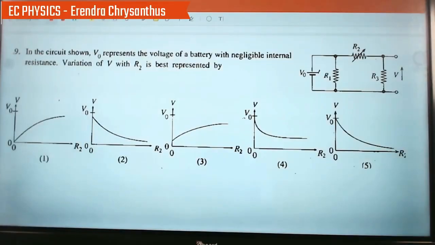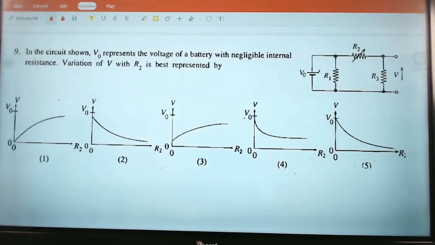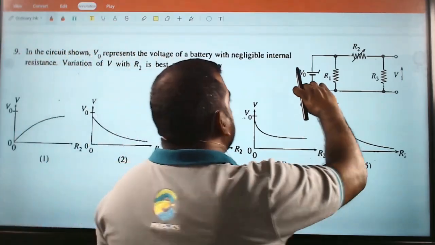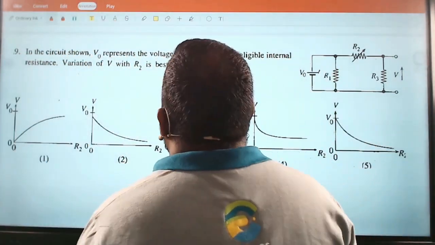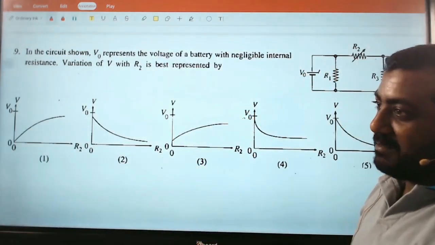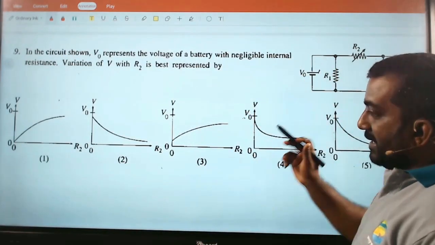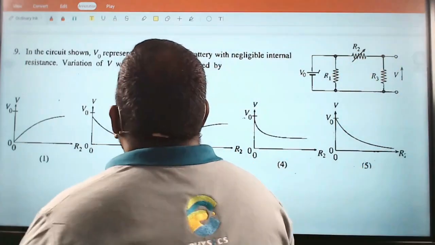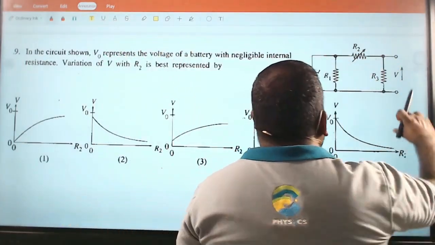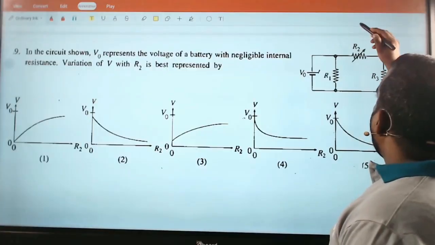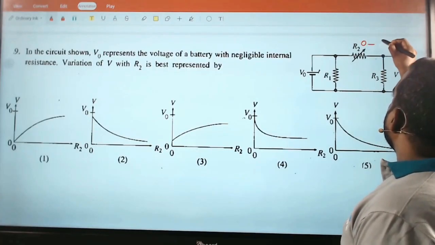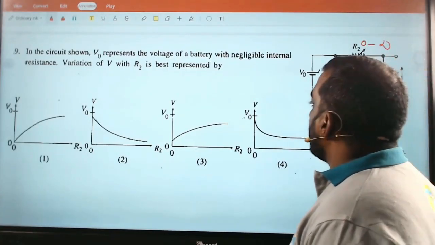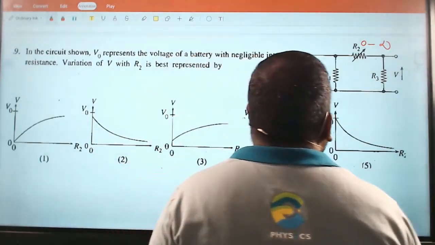In the circuit shown, V0 represents the voltage of a battery with negligible internal resistance. No internal resistance here. Remember, whenever you get a problem like this, very simple. Variable resistor, either it's going to be 0 or infinity. That's all you have to vary. Variation of voltage V. What's the voltage V with R2? So R2 can vary from 0 to infinity. Don't forget. Right. So we start from basics.